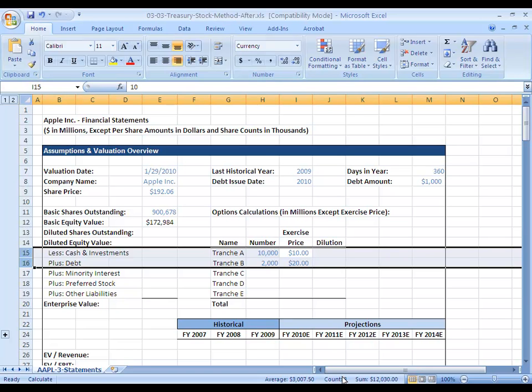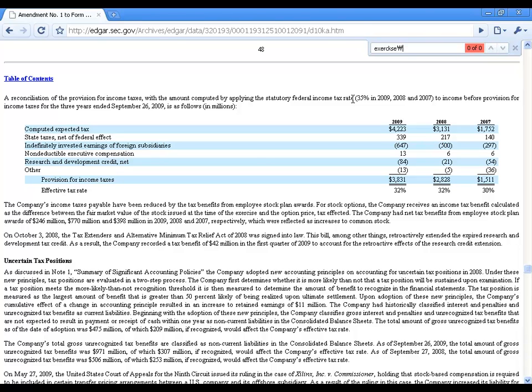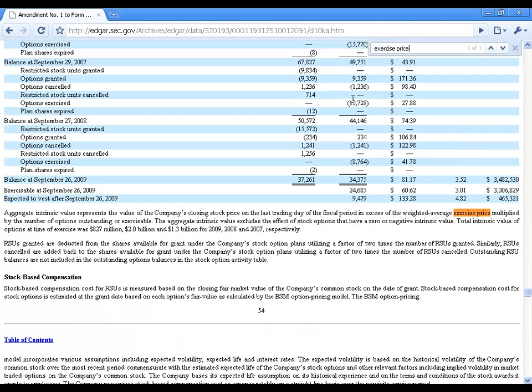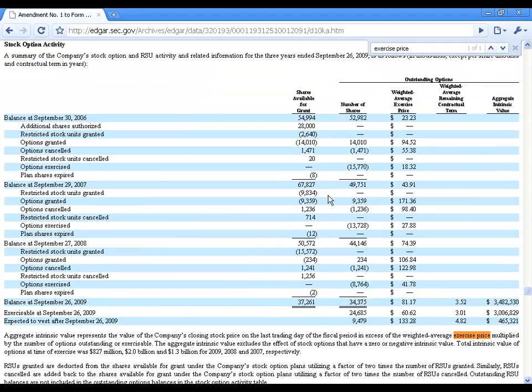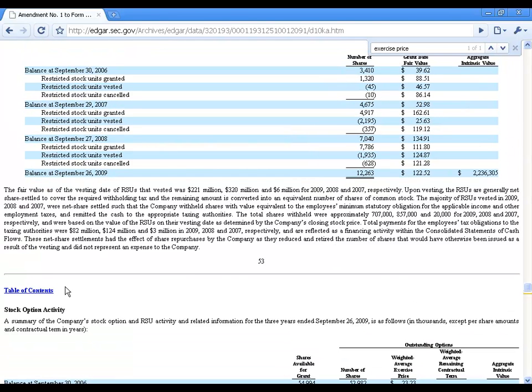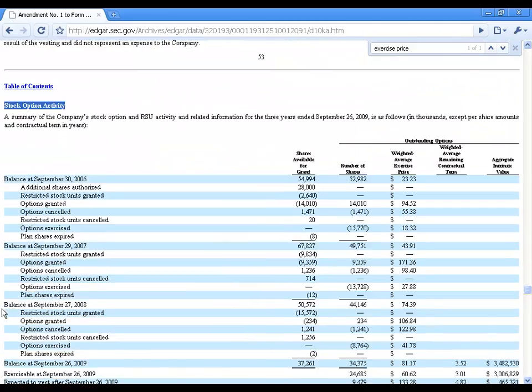So to get this information, let's go to Apple's 10K. Once again, there's a link to it right below this video. The fastest way to find this information on options and exercise prices is to actually do a search for exercise price. And here we go. It's actually the first result I came to in this filing. Now if you're looking yourself, you can also search for stock option activity, which you see right here. But again, probably the fastest way is to look for exercise price.